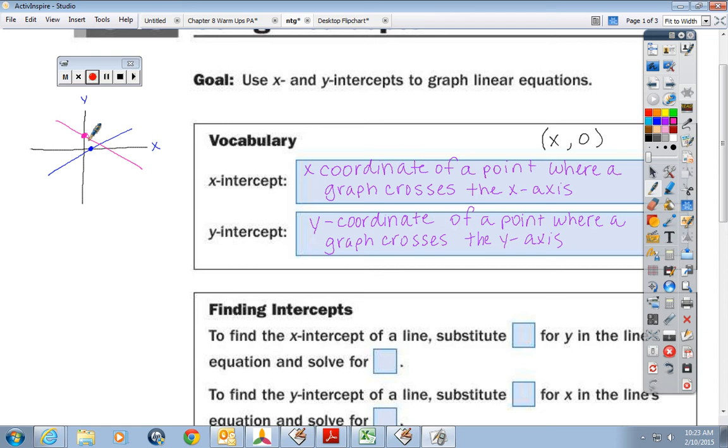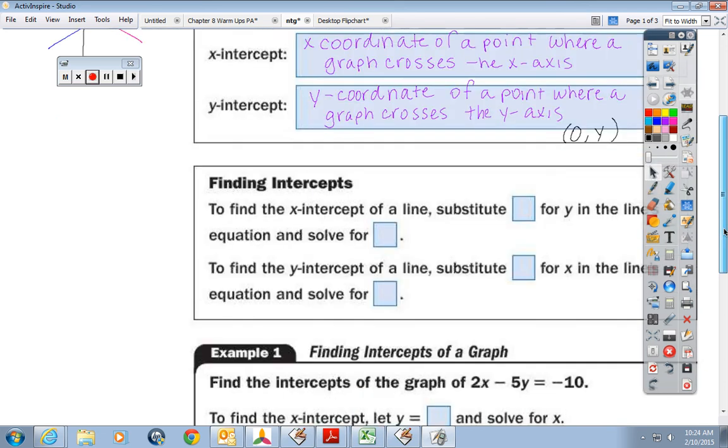So it only crosses the y-axis at one point, making your ordered pair, the x is 0, and then wherever it crosses y. So the process for finding the intercepts is just something you've got to memorize. If you want to find the x-intercept of a line, we substitute 0 for y, and then we solve for x. So this is just something you've got to memorize right here.